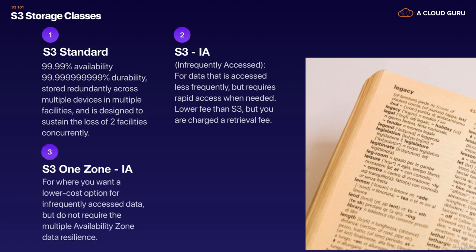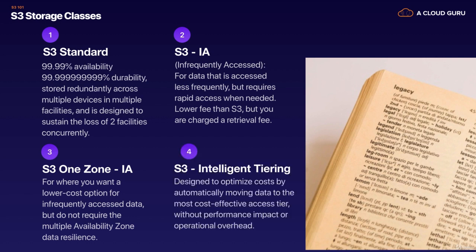You then also have S3 One Zone Infrequently Accessed, and this is when you want a really low cost option for your infrequently accessed data, and you don't have to worry about multiple availability zones. So it is literally just stored in one availability zone, and it's infrequently accessed, but you still need to be able to access that data instantly.